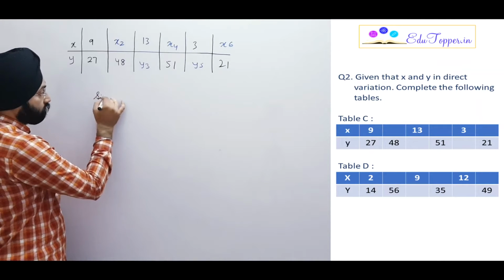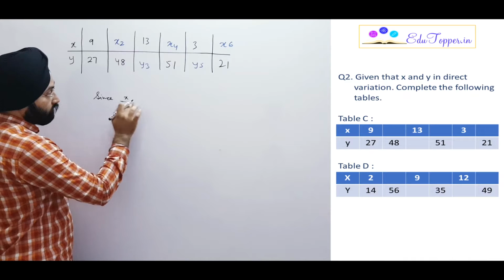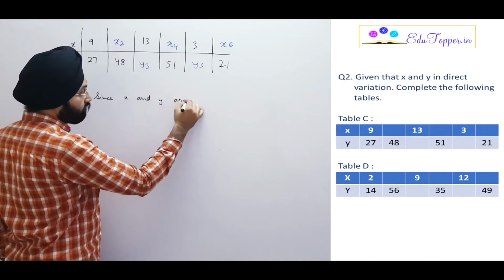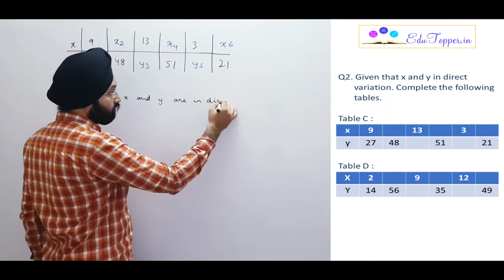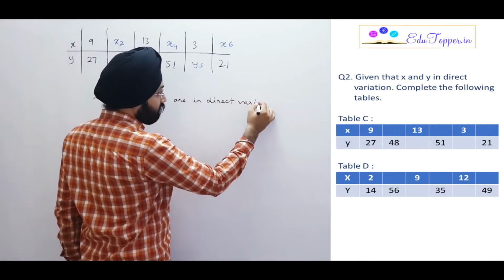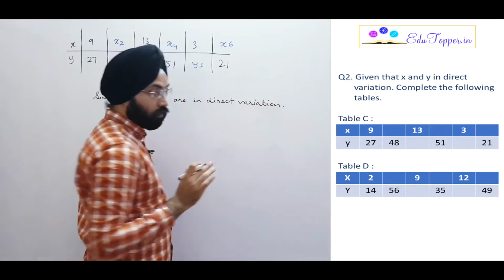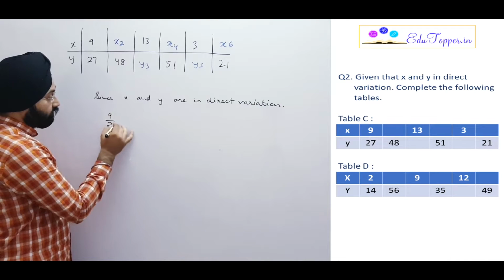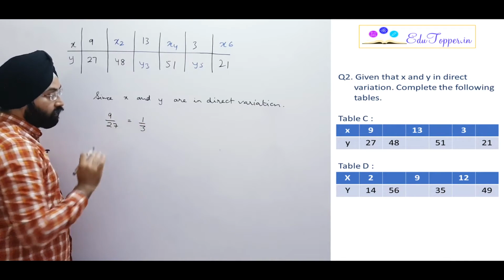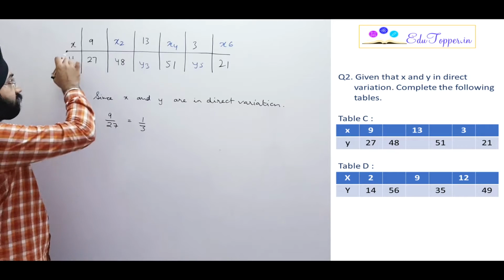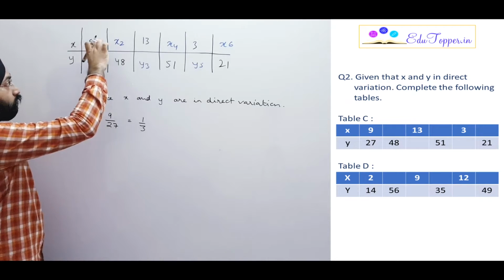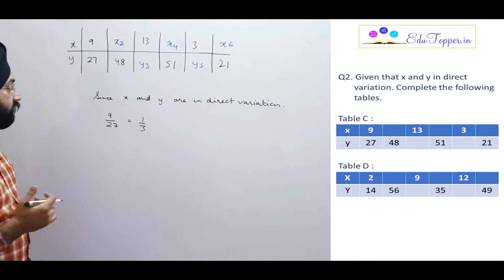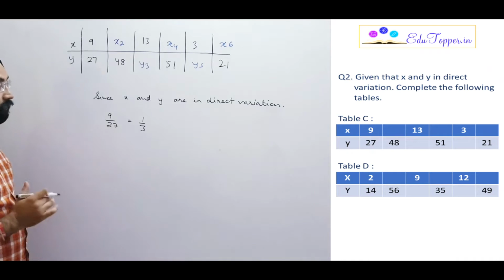Since x and y are in direct variation, it's already given. We have 9 by 27 is equal to 1 by 3, right? In one case, both the values of x and y are given, that is when x is equal to 9, y is equal to 27. So 9 by 27 is 1 by 3.